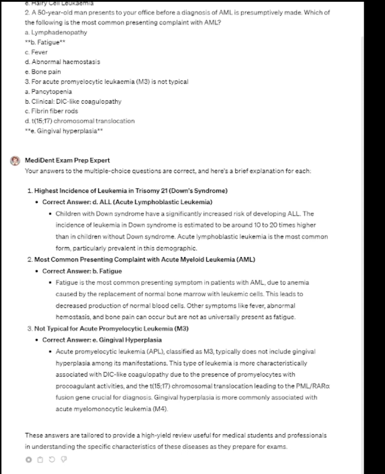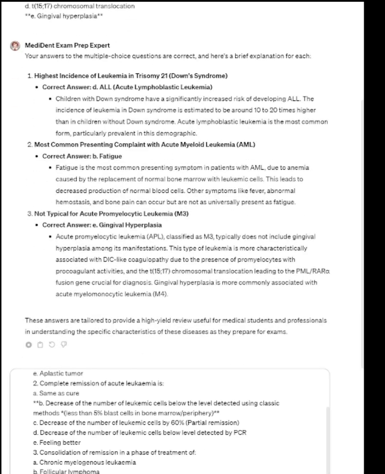2. Most common presenting complaint with acute myeloid leukemia, AML. Correct answer, B. Fatigue. Fatigue is the most common presenting symptom in patients with AML due to anemia caused by the replacement of normal bone marrow with leukemic cells. This leads to decreased production of normal blood cells. Other symptoms like fever, abnormal hemostasis, and bone pain can occur, but are not as universally present as fatigue.